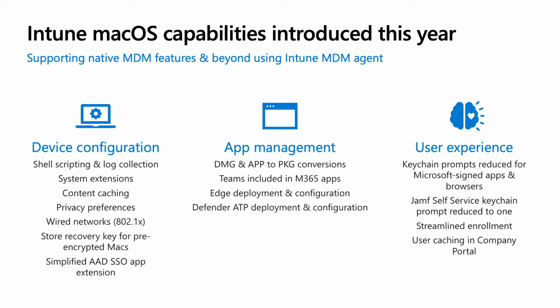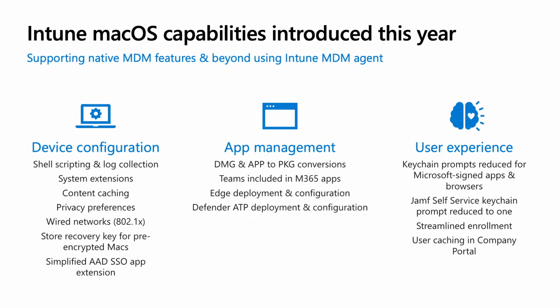We have also made great strides in our app management story. We now provide recommended app preparation guidance to customers who want to deploy DMG and APP app types to their Mac environments. Additionally, if you're using Microsoft Endpoint Manager to deploy Microsoft 365 apps for macOS, Microsoft Teams is now included. This means for both existing and new deployments of Microsoft 365 apps, Teams will be automatically installed if these apps are assigned as required, or if the user attempts to install the apps again when assigned as available.